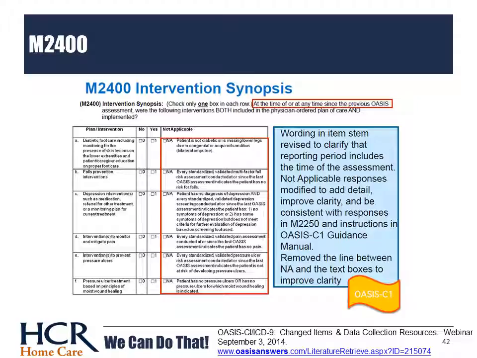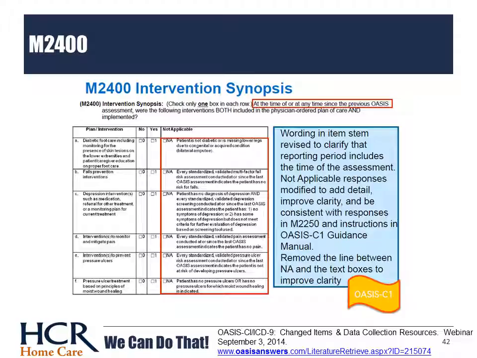And this terminology of standardized, validated is going to be consistent now throughout OASIS-C1. So whenever speaking about those tools that we use to assess falls or depression or pain, you'll see that term standardized, validated used consistently.